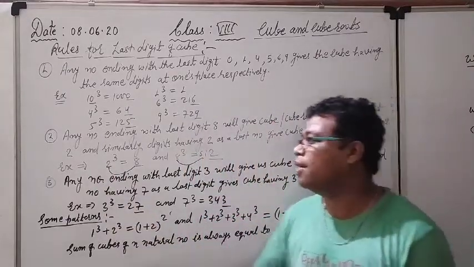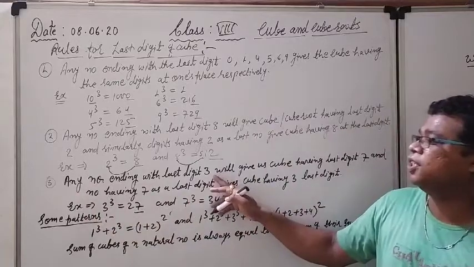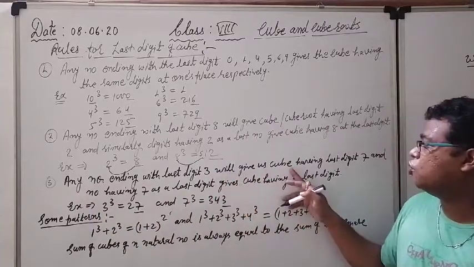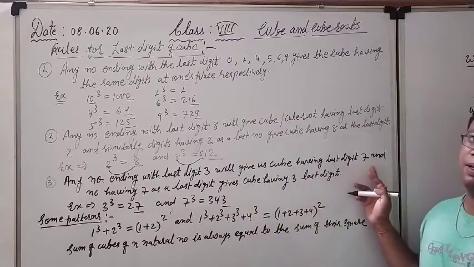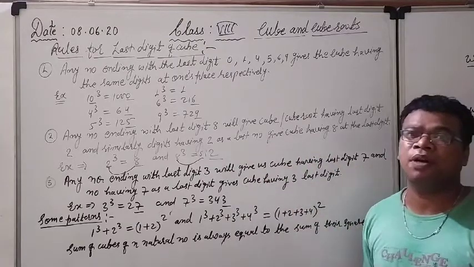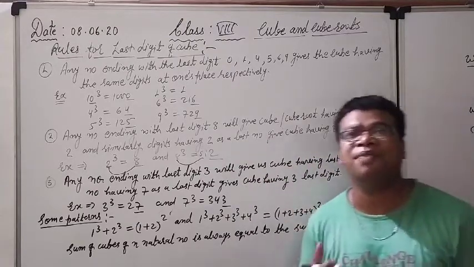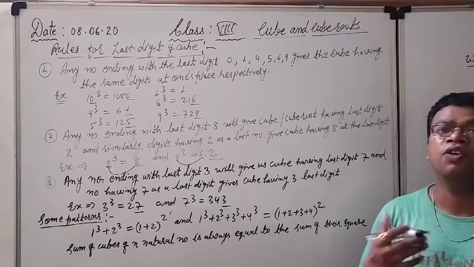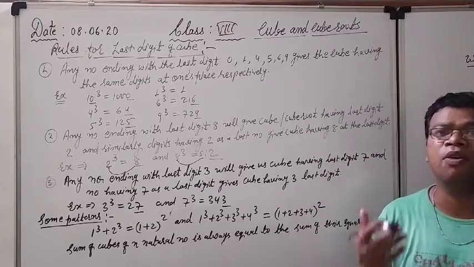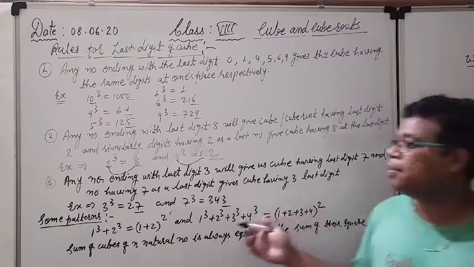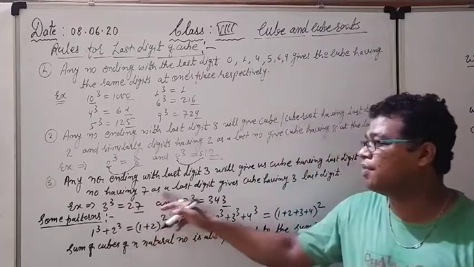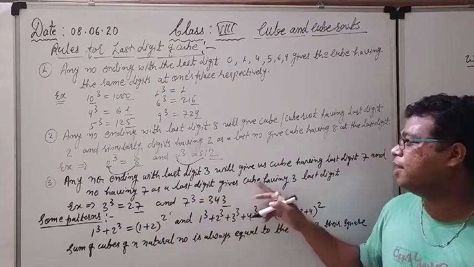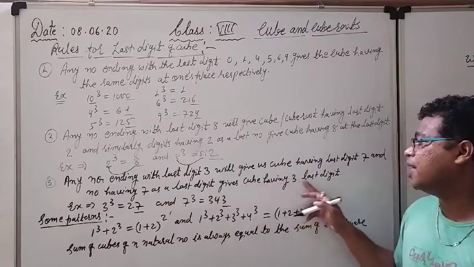Same thing is written here. Any number ending with the last digit 3 will give us a cube having the last digit 7. If 3 is the last digit and I am finding the cube, the last digit in the cube will be 7. Same like that, any number having 7 as the last digit, if I am finding the cube, I will get 3 as the last digit.